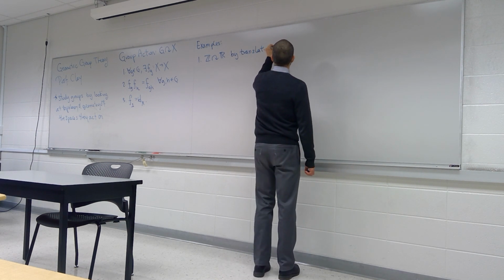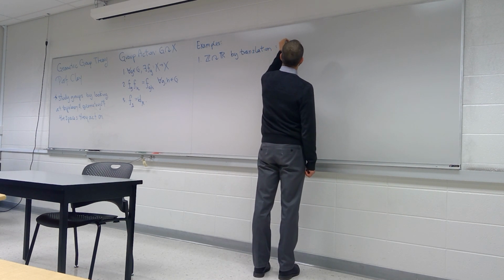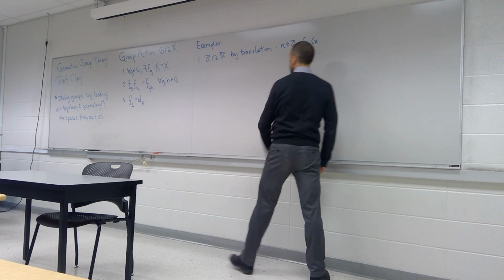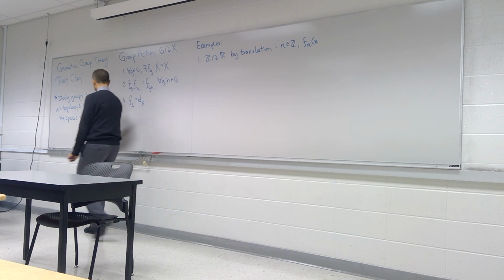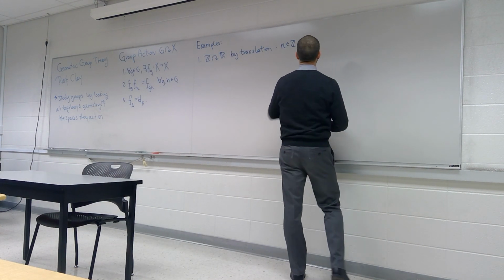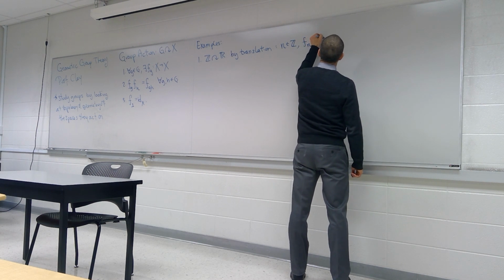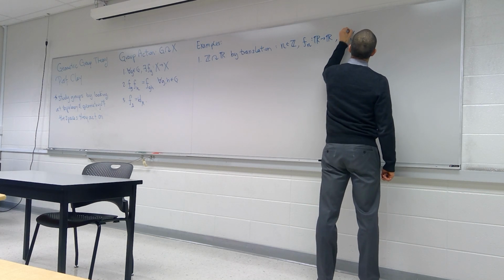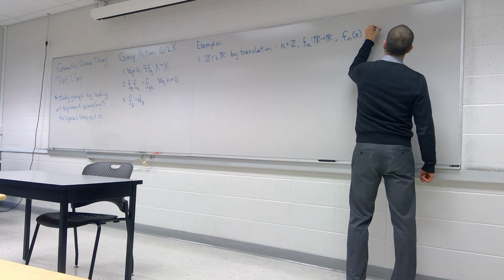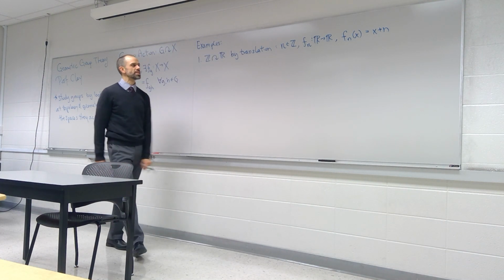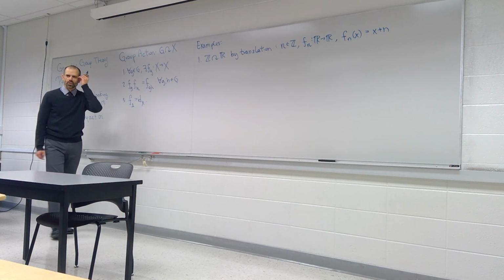So what does that mean? Given some integer n, f_n should just be a function from R to itself, some bijection. So this is some function from R to R, and the definition here is that f_n of x is x plus n. And so you just slide the real numbers n units to the right, or to the left.